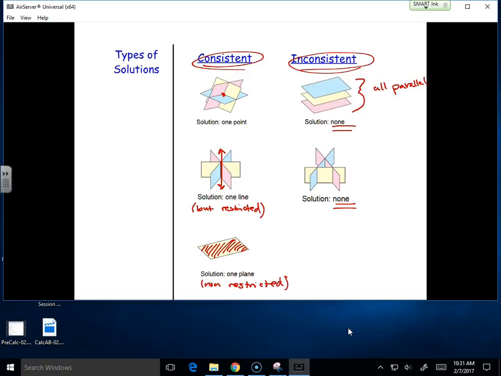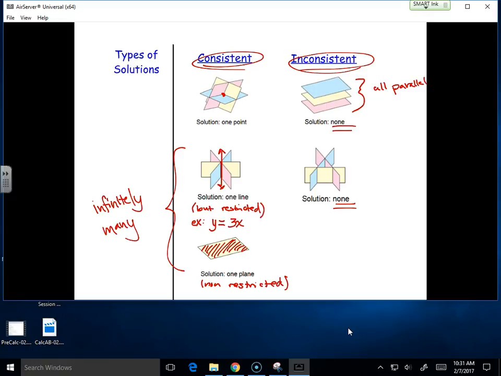What do you consider the one line restricted and the other one plain? Because the one line, there are infinitely many. Both of these technically are infinitely many. However, this one, there's going to be some sort of restriction. For example, instead of y equaling a number at the end, we're going to get, for instance, y equals 3x.